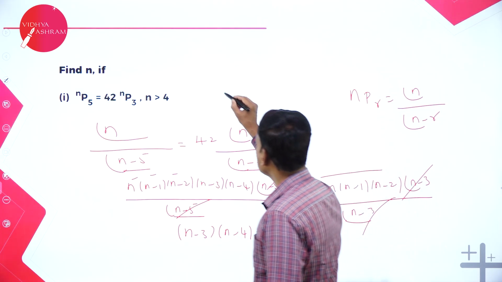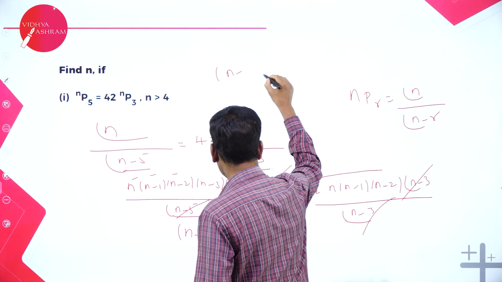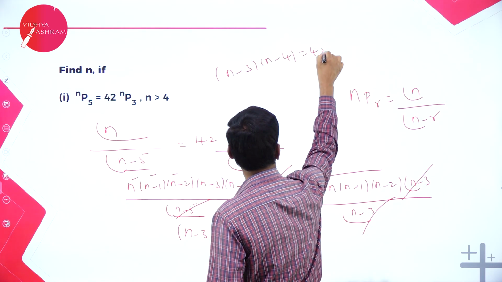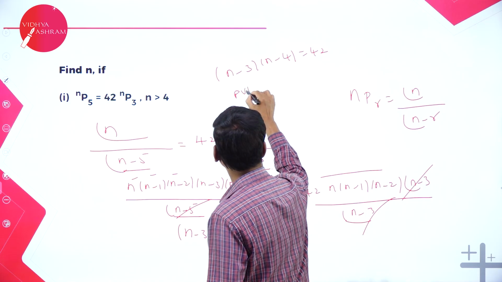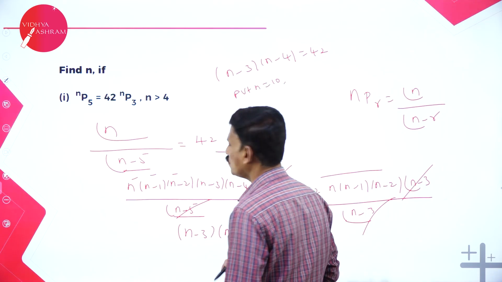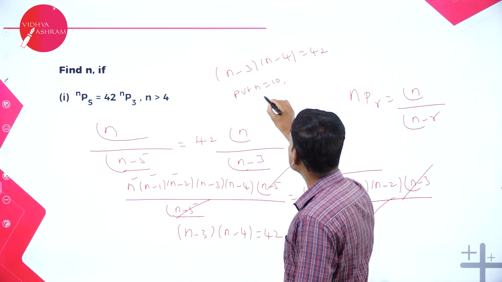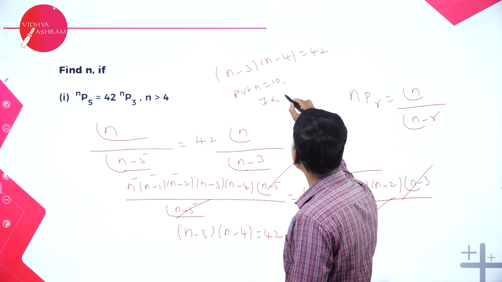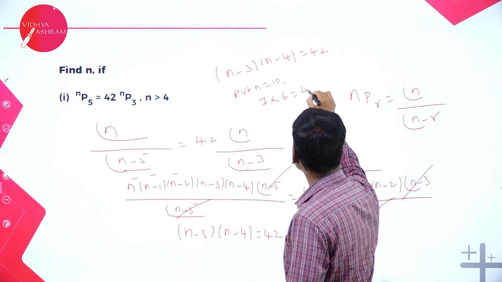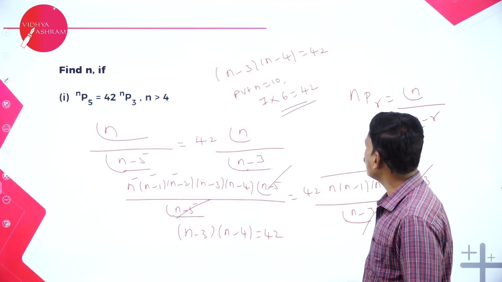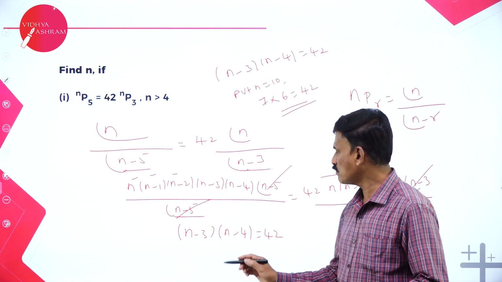Suppose here what is given? (n minus 3) into (n minus 4) is equal to 42. By trial and error method you can put n is equal to 10. If you put n is equal to 10, 10 minus 3 is 7 into 10 minus 4 is 6. 7 sixes are 42. We can say n is equal to 10, or otherwise you can simplify by just multiplying these two.